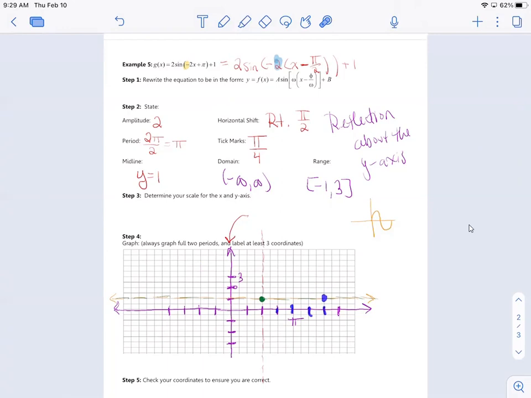But I got to do that reflection piece, okay? So what I'm going to do is, if I'm 4 from here, that means I want to go 4 this way to reflect it. So 1, 2, 3, 4. This is where one period ends.